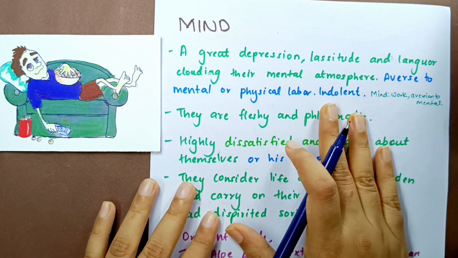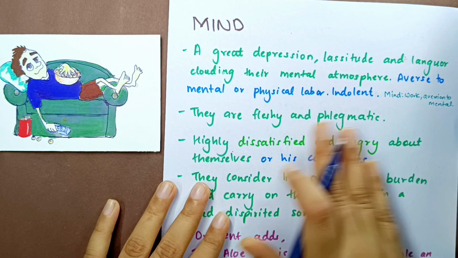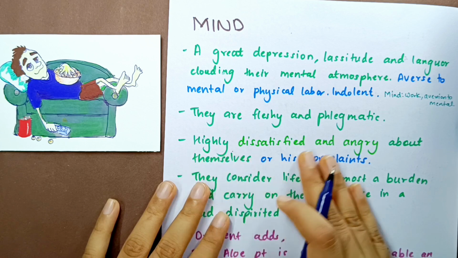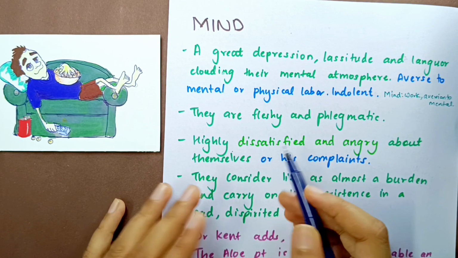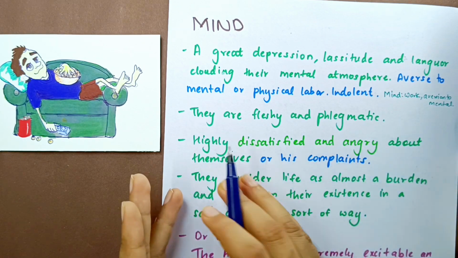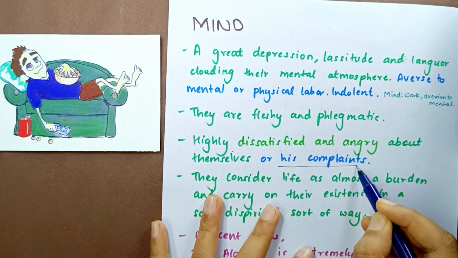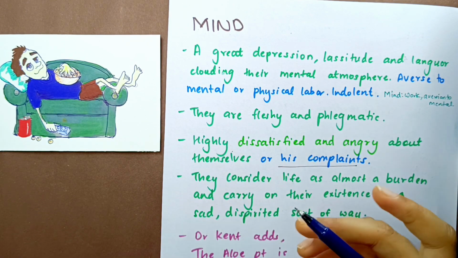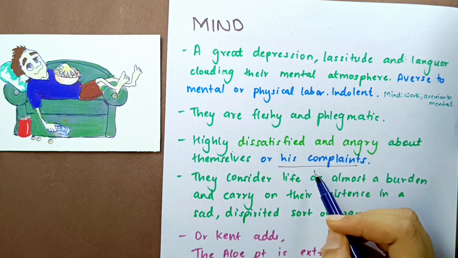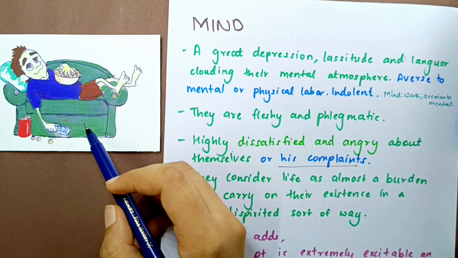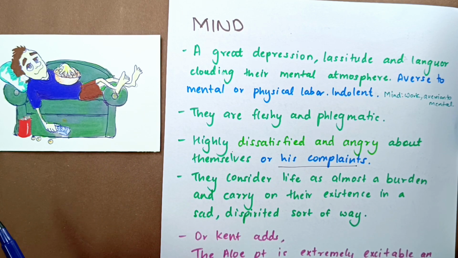They're indolent, and we see that also in a rubric which is mind, work, aversion to mental. Okay, they are fleshy and phlegmatic. They are highly dissatisfied and angry about themselves. Dr. Anamsari mentions that they are angry about themselves only, but Dr. Allen adds that they are also angry about their own complaints. So whatever disease they're having, whatever suffering they're going through, they're angry about that. They're angry and dissatisfied about themselves and their complaints. They are first of all indolent, they do not like any kind of mental or physical labor, and they are easily angry.